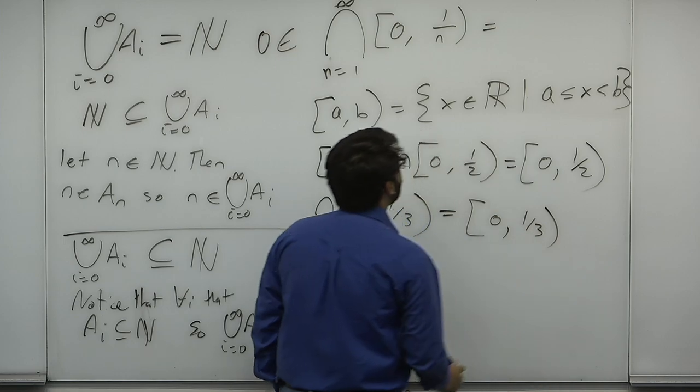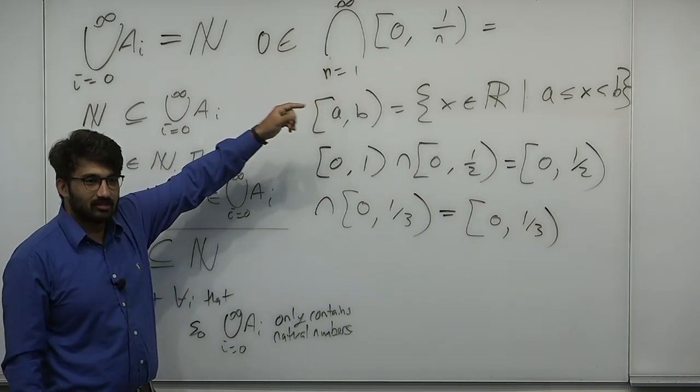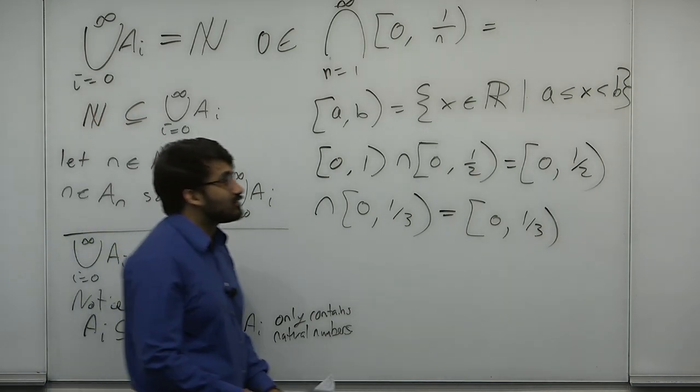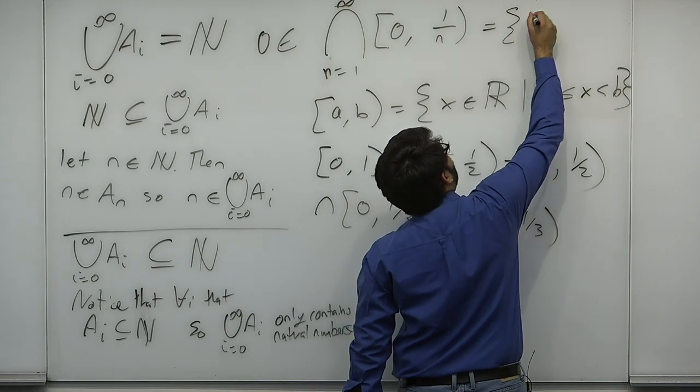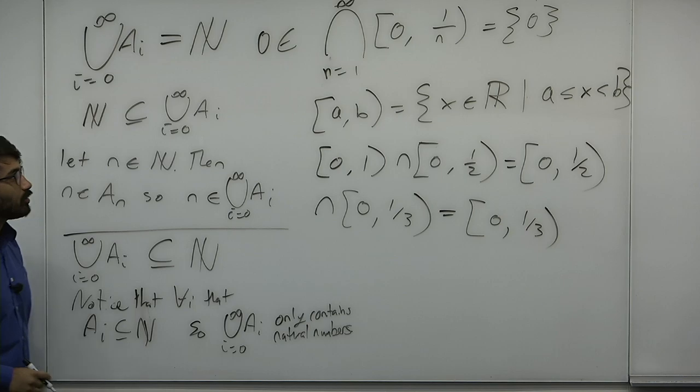Okay, so then generalize your argument. What should be the infinite intersection? Zero. Yeah, it's a set containing 0, and that's it. So we have an infinite intersection of continuous sets. We're not defining continuity here, but you know these intervals from calculus. An infinite intersection of these continuous intervals gets you a set with one element in it. That's kind of interesting.